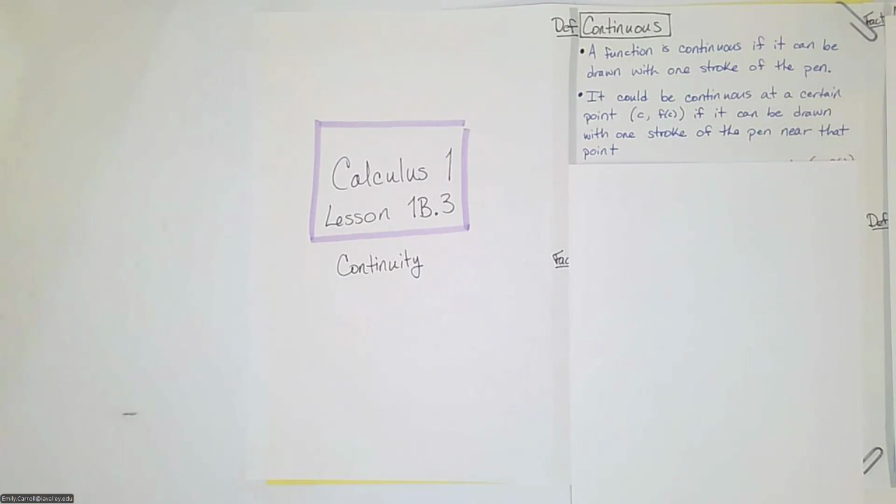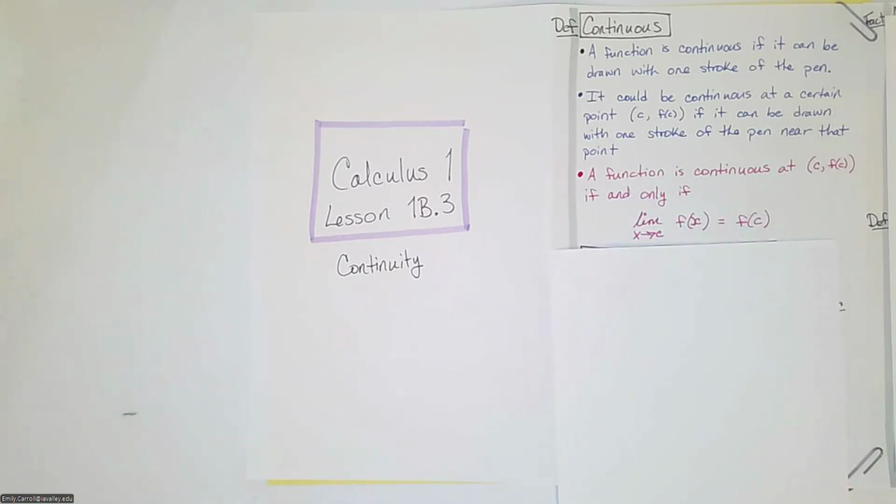We also talked about how you might not be continuous everywhere. You might be continuous over a chunk of the real line, or you might just have particular little spots where it's not continuous. Today we're going to expand on this a little bit more. A function is continuous at some point c if, and only if, the limit as x approaches c is equal to the function evaluated at c.